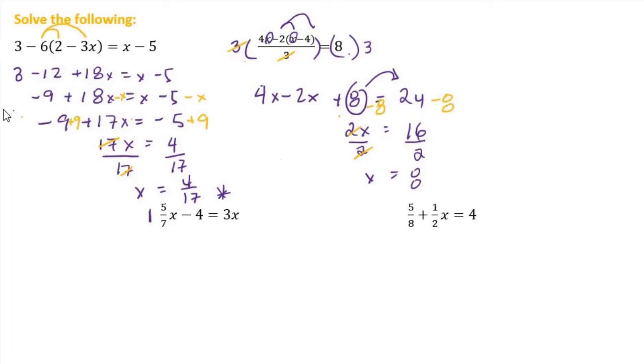In the previous question, we got rid of the 3 in the denominator by multiplying both sides by 3. And here we'll get rid of the 7 by multiplying both sides by 7. We do have to be a little bit careful here.